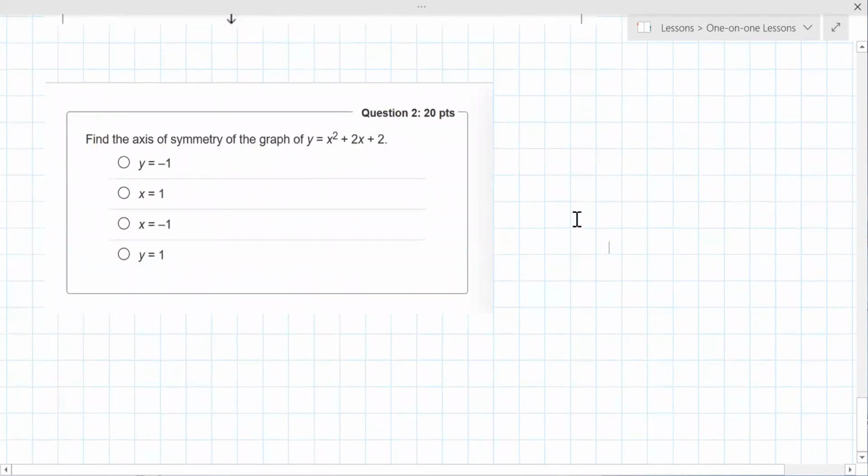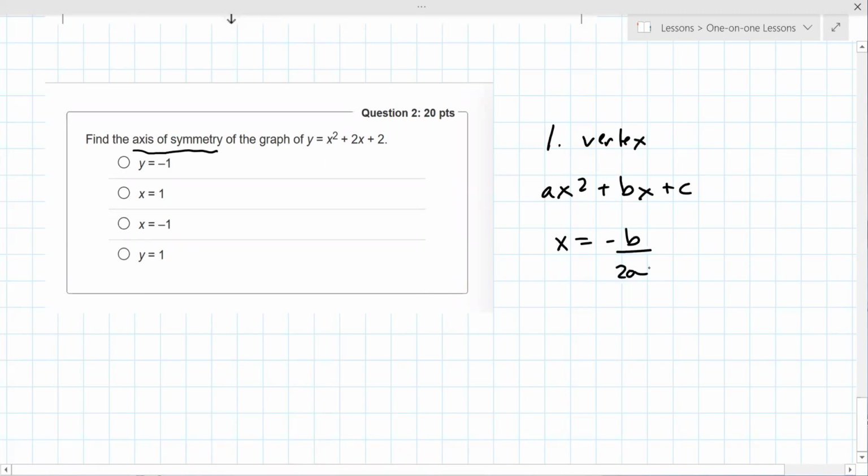I'm looking at my homework. Okay, so this is problem 2. It says to find the axis of symmetry, but really the first thing I want you to find is the vertex, and I want you to use that formula we just used. If it's ax squared plus bx plus c, the x coordinate of the vertex is minus b over 2a. So I want you to find the vertex of this for me, please.